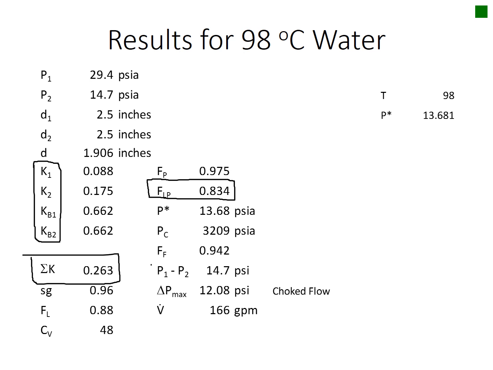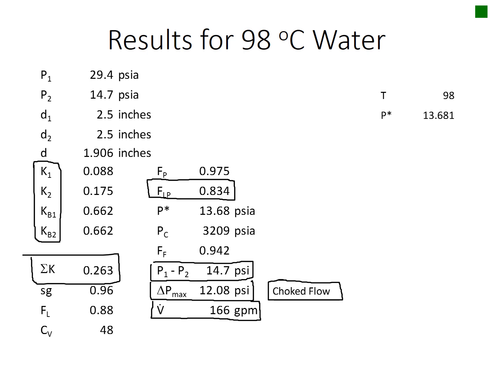I calculate my P1 minus P2 is 14.7. When I calculate my maximum pressure drop through the valve, we find that it's 12.08 psia, but my P1 minus P2 is 14.7, so I have choked flow. And the value of my volumetric flow rate at this condition is 166 gallons per minute.